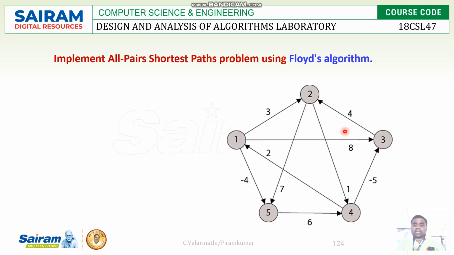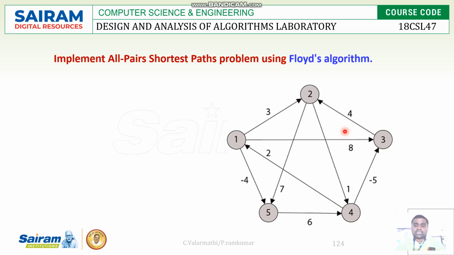First, let me explain this given graph. First, I will take 1 as a source. Second, I will take 2 as a source. Third, 3 as a source. Next, 4 as a source. 5 as a source. So now our objective is to identify the shortest route between each and every vertex.